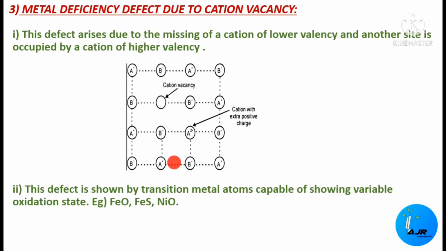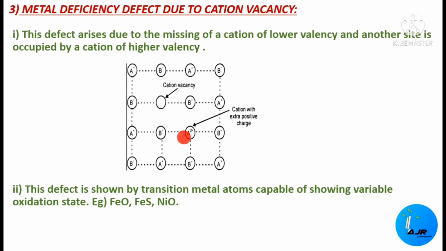Understood? Here this is a crystal which has A plus and B minus, that is cation and anion. Here one of the cations of lower valency will be missing and another site is occupied by a cation of higher valency. Let me explain. When a cation of higher valency is added to a crystal, here this is A plus, but a cation with extra positive charge means A2+. When a cation of higher valency is added to the crystal, two or more cations of lower valency have to be replaced to maintain the electrical neutrality. Is it not? When A2+ is added, then 2A+ has to be replaced.